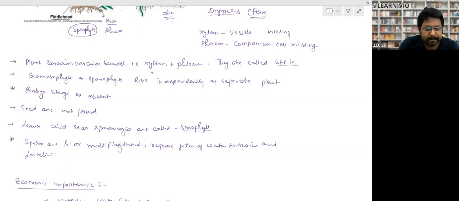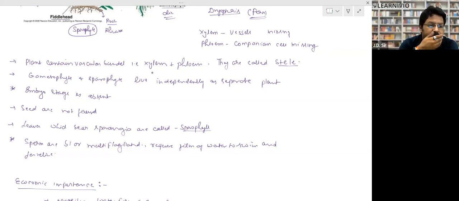Next point. Gametophyte and sporophyte live independently as a separate plant.